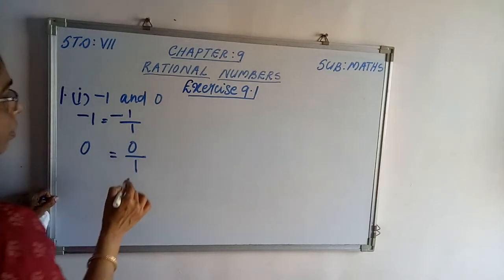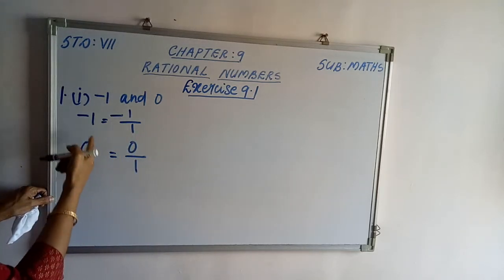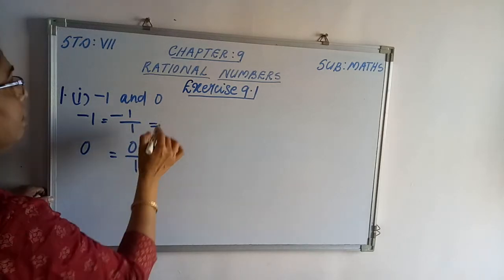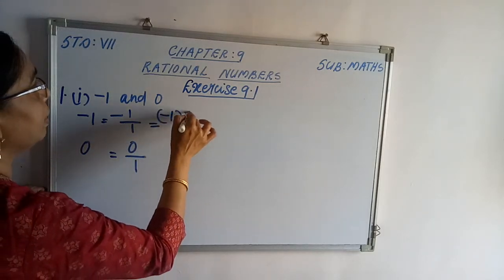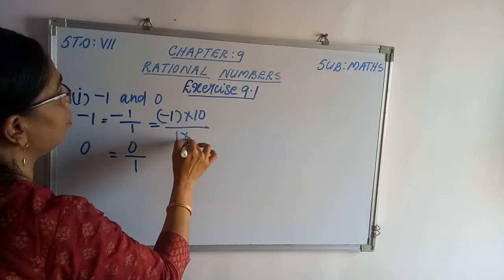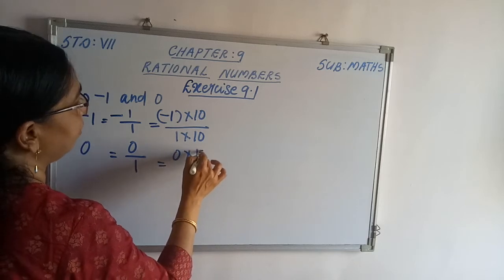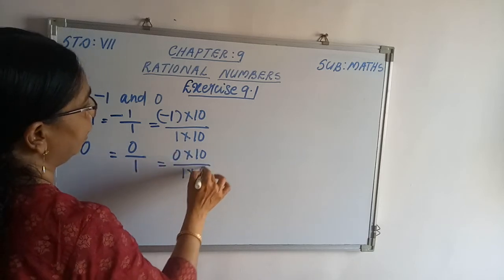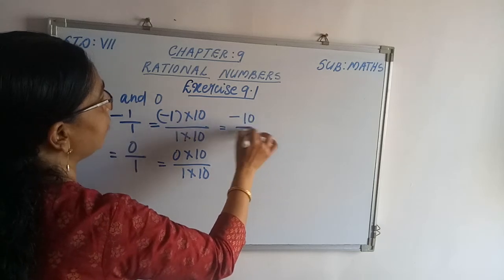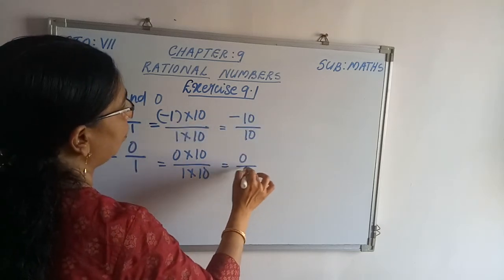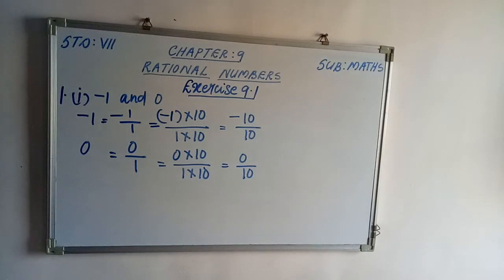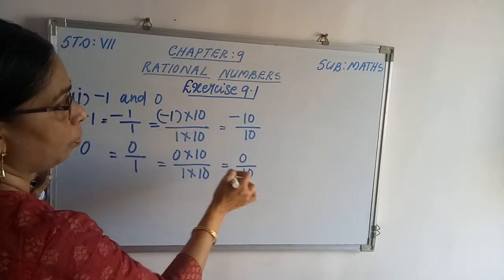Now, see, between minus 1 and 0, multiply this, minus 1 multiplied by 10 upon 1 into 10. This can be written as 0 multiplied by 10 upon 1 into 10. That's equal to minus 10 upon 10, 0 upon 10. Isn't it? Now listen. Now what you have to do? You have to find 5 rational numbers between minus 10 upon 10 and 0 upon 10.